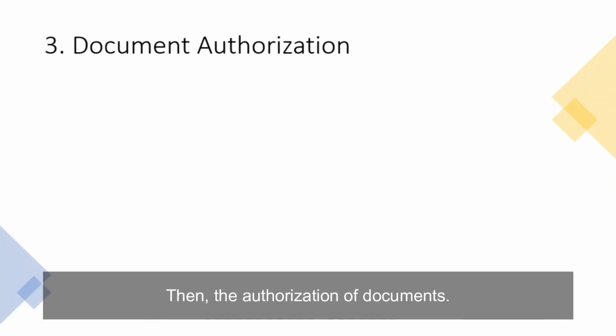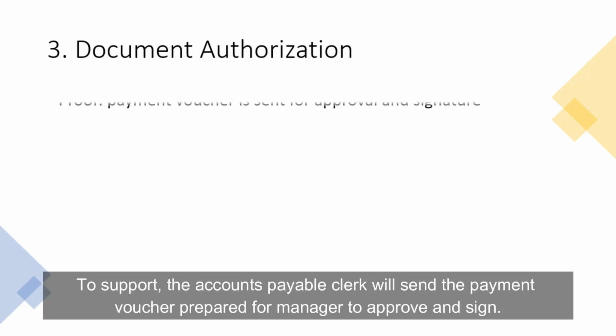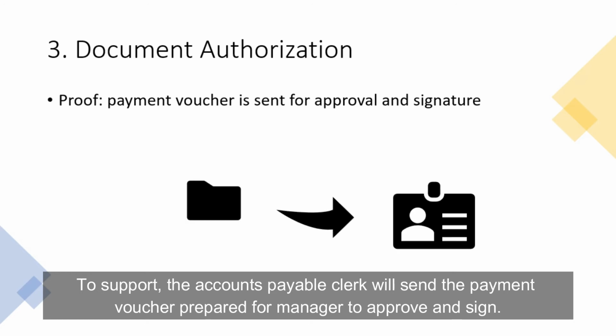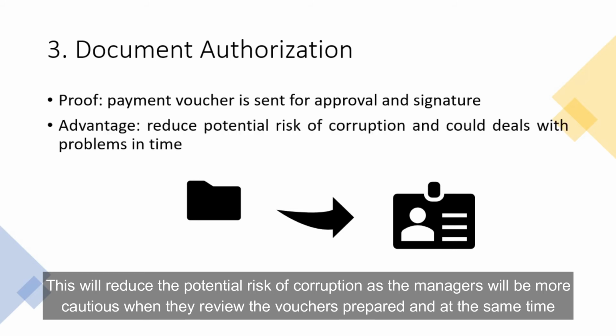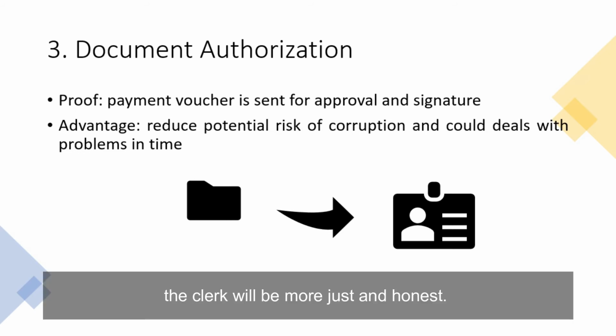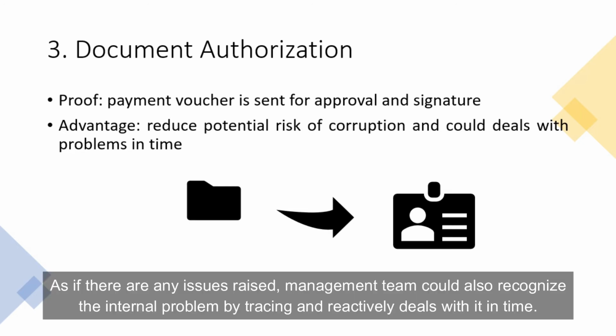Then, the authorization of documents. To support, the accounts payable clerk will send the payment voucher prepared for the manager to approve and sign. This will reduce the potential risk of corruption as the manager will be more cautious when they review the vouchers prepared, and at the same time, the clerk will be more just and honest. If any issues are raised, the management team could also recognize the internal problem by tracing and reactively dealing with it in time.